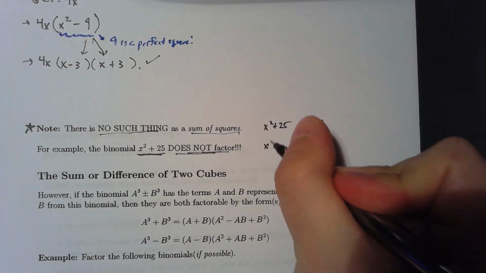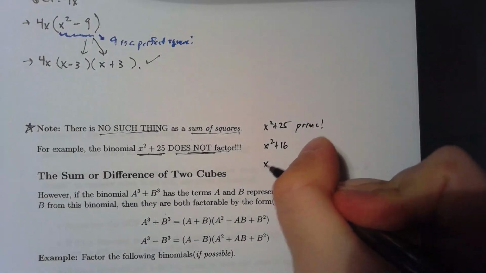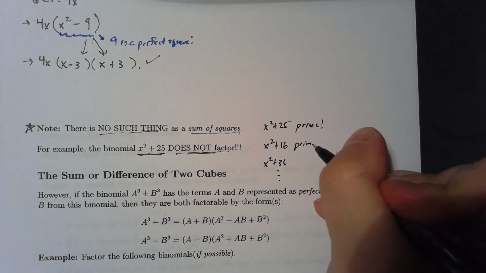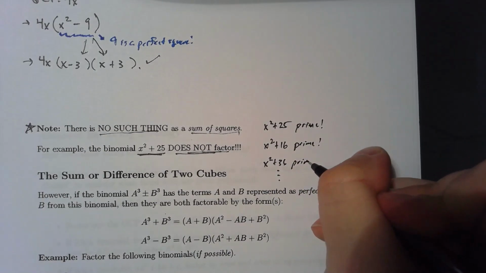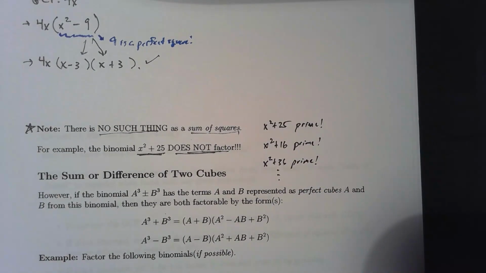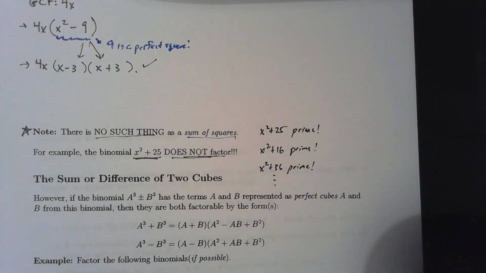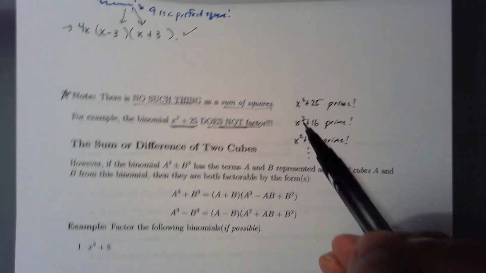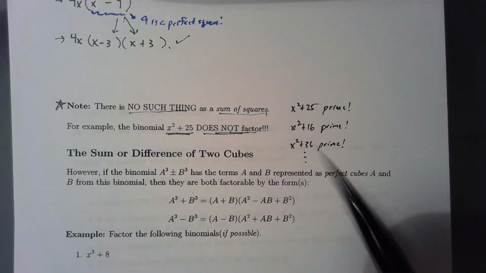Same thing as x squared plus 16, x squared plus 36, and so on. These are all prime. They do not factor. So that's important to understand. A difference of squares factors, but a sum of squares does not factor.